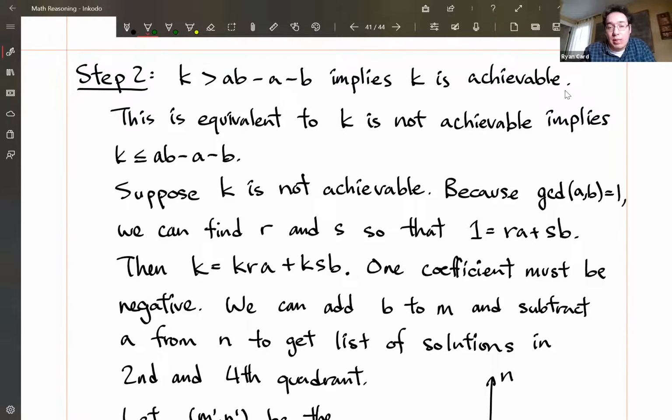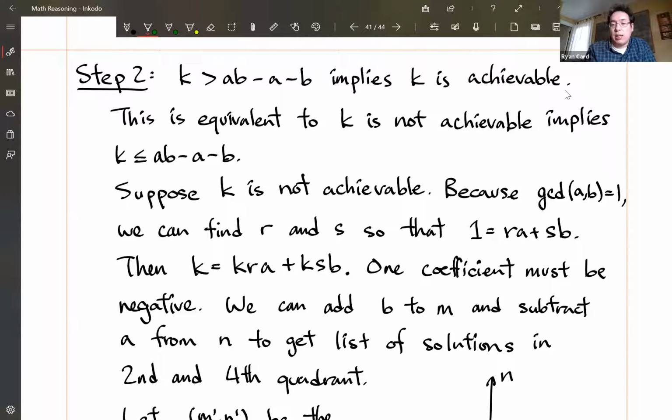So it's equivalent to say, if we show that K is not achievable, then that means that K is less than or equal to AB minus A minus B. So remember, contrapositive is on the implication statement. You flip the hypothesis and the conclusion and put the negation in each of the statements, and then it's equivalent to the original implication. So that's what we're going to prove instead. All right. So say that K is not achievable, right?